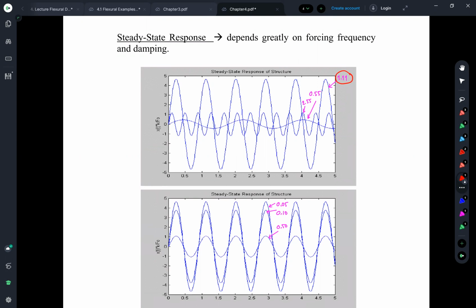compared with other frequency ratios. In these figures, I can imagine that if the frequency ratio is 2.55, the maximum is just 1 point something in terms of amplitude of the response. But if the frequency ratio is close to 1, you see in the figure, it goes to a very high number, 4 point something, right? This one is very small. This one is also very small. The amplitude may be here.